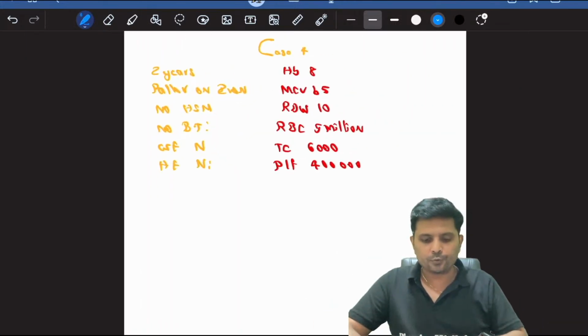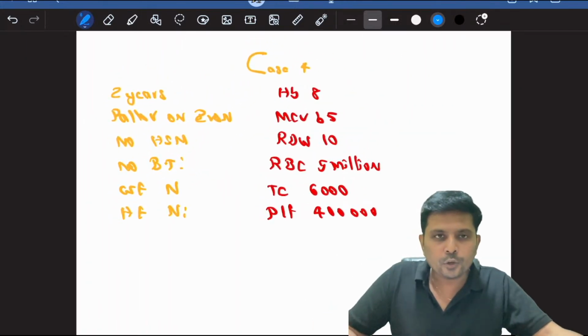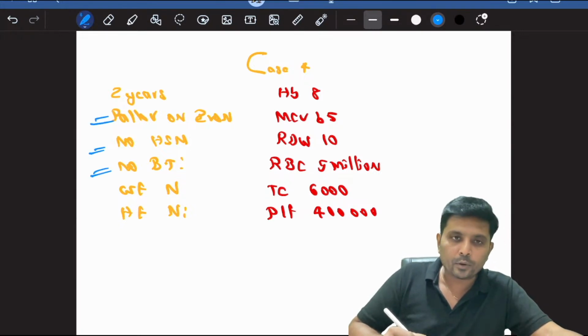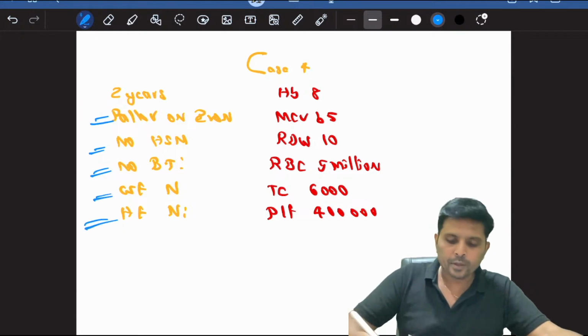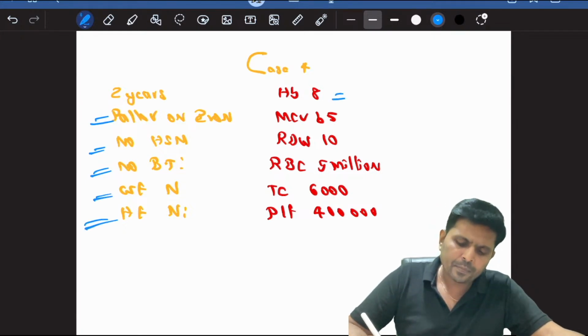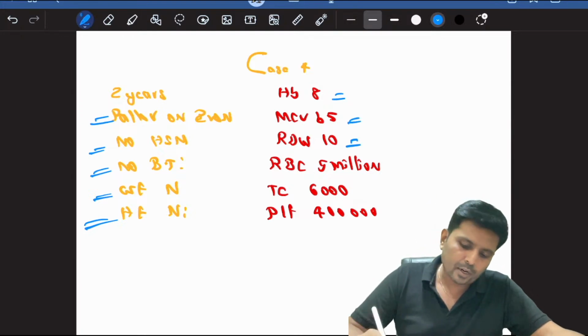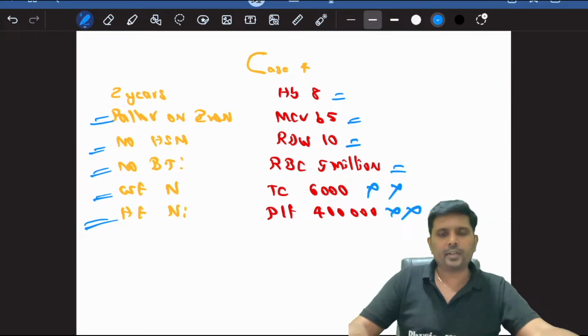Now case 4. A 2-year-old with pallor on iron therapy, no hepatosplenomegaly, no bone marrow involvement, no blood transfusion, weight is normal, height is normal. Hemoglobin is 8. MCV is low but not that much low. RDW is not high. RBC is 5 million. Other cell counts are not decreased.